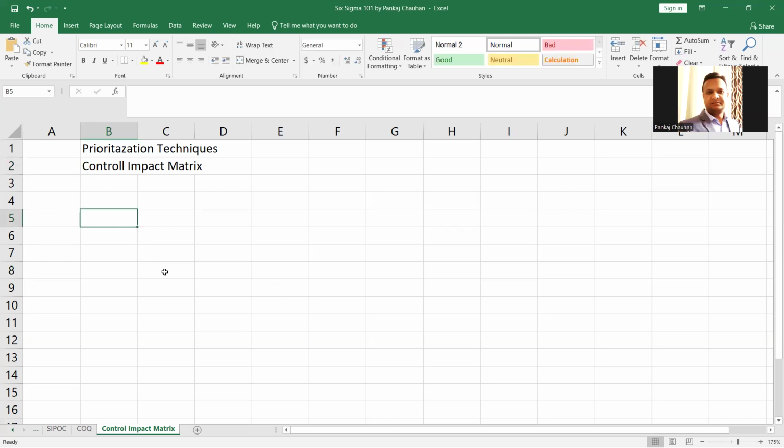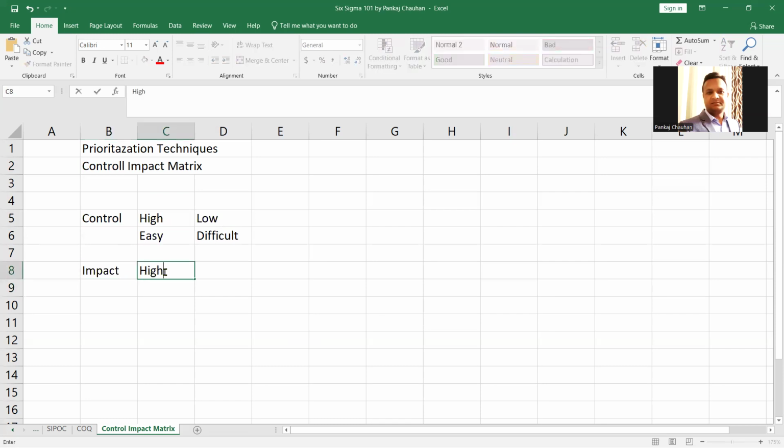There are two factors for any prioritization of solutions. First, how easily we can implement the solution, which means control is high if it is easy, or control is low if it is difficult. Second, what impact the solution gives. Impact may be high, which means most of the problem is solved, or impact is low when we are solving only very few problems. Or by ratio, if you are solving 100% of the problem, impact is high, or if you are solving maybe 20-30% of the business problem, impact is low.